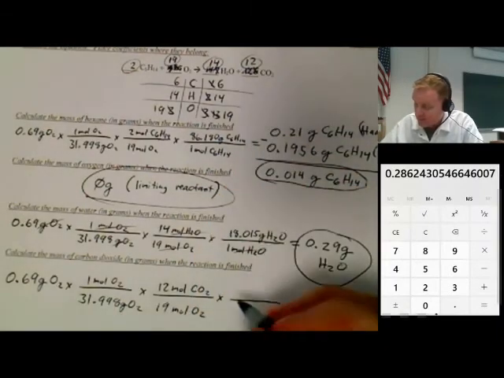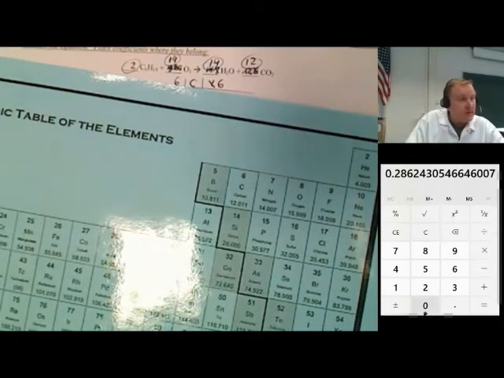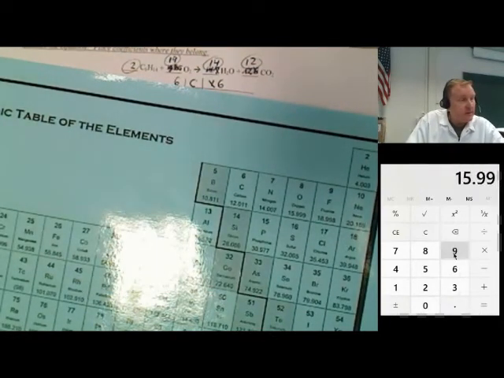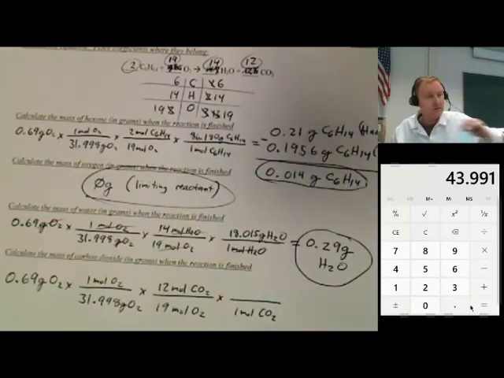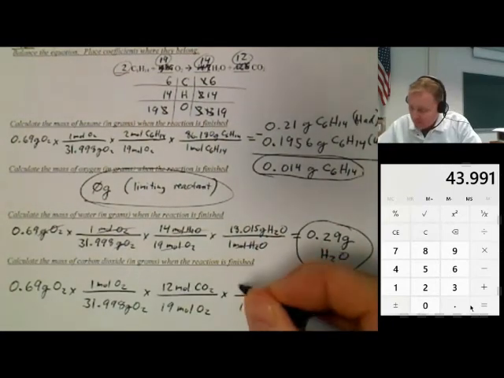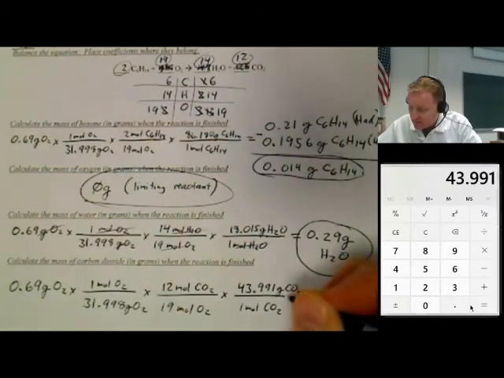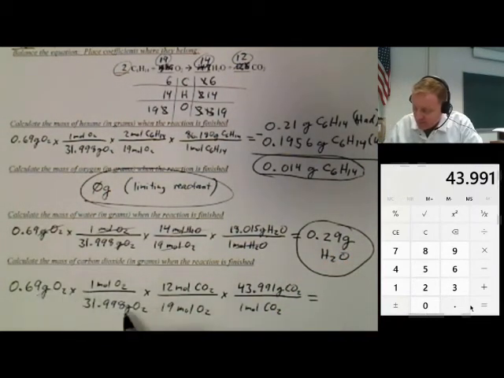And then we are going to say that carbon dioxide, for every 1 mole of CO2, the molar mass of carbon dioxide would be oxygen 15.99 times 2 plus a carbon, which is 12.011. So our molar mass of carbon dioxide is 43.991 grams of CO2. Grams of oxygen cancel, moles of oxygen cancel, moles of carbon dioxide cancel. I'm in now grams of carbon dioxide.